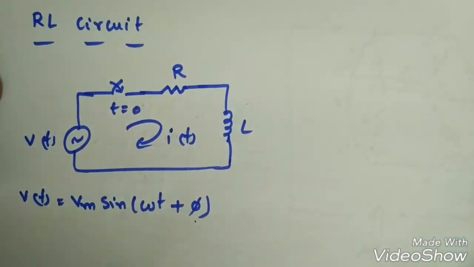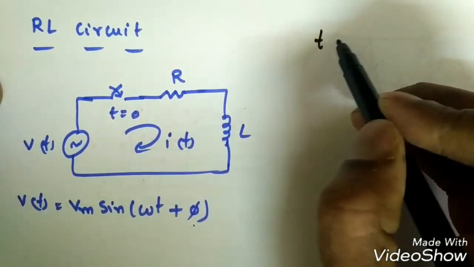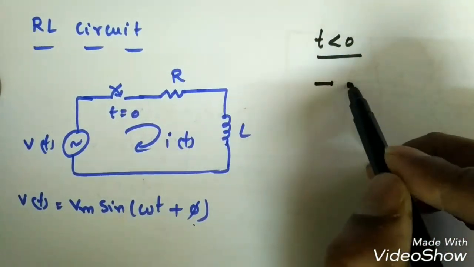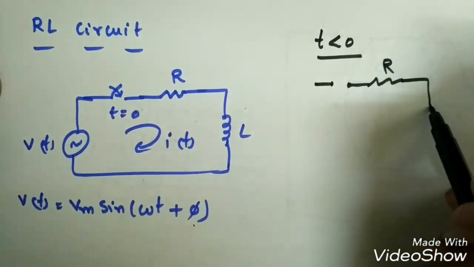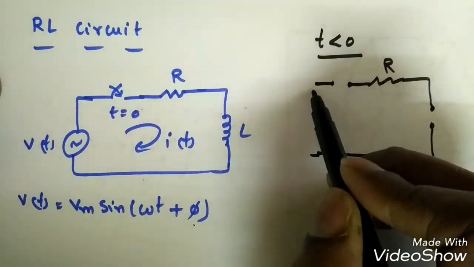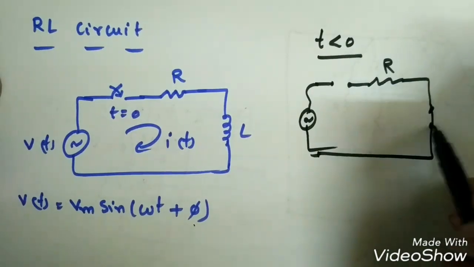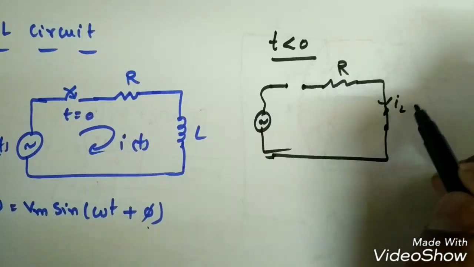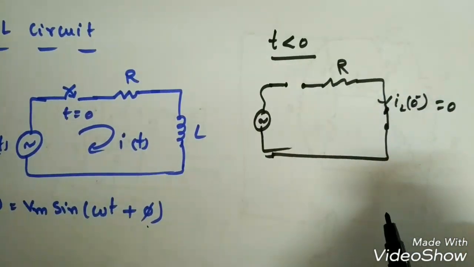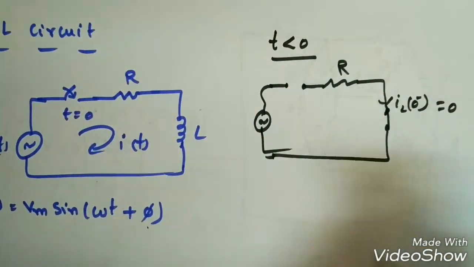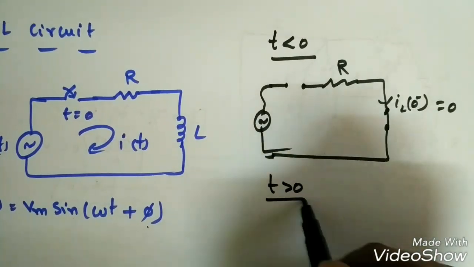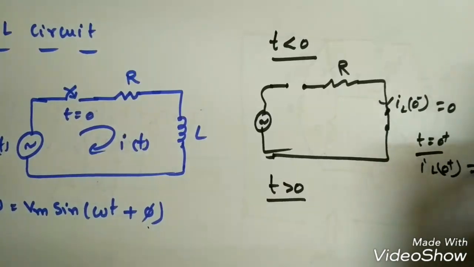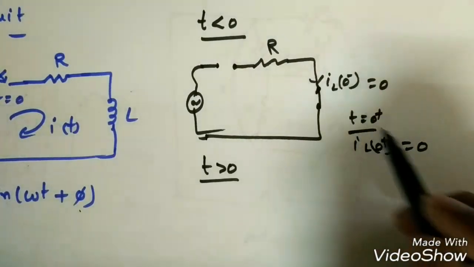Whatever we did for DC transients we will do here. For t less than 0, the switch is open, so it is only a source free network. The inductor has no charge, and the switch is not closed. So IL of 0 minus is nothing but 0, that means the initial current in the inductor is 0. At t equal to 0 plus also, IL of 0 plus is 0 itself, because the inductor doesn't allow sudden changes.